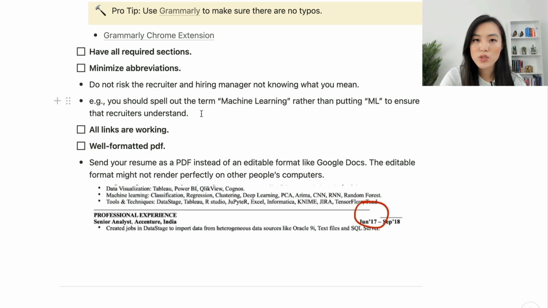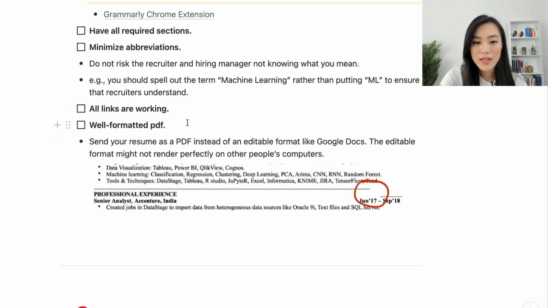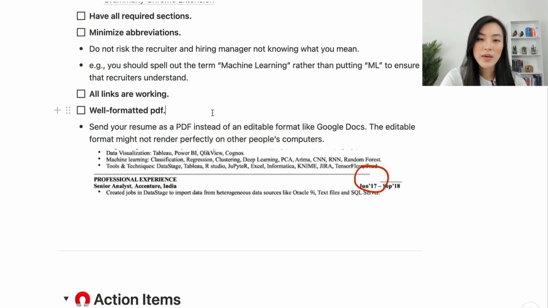Another thing to check is to make sure all links on your resume are working. If you have links to your LinkedIn profile, to your GitHub profile, or links to projects or specific publications, make sure all links are working. Finally, the last item on the checklist is to make sure your resume is a well-formatted PDF. Send your resume as a PDF instead of an editable format like Google Docs, because the editable format may not render perfectly on other people's computers.